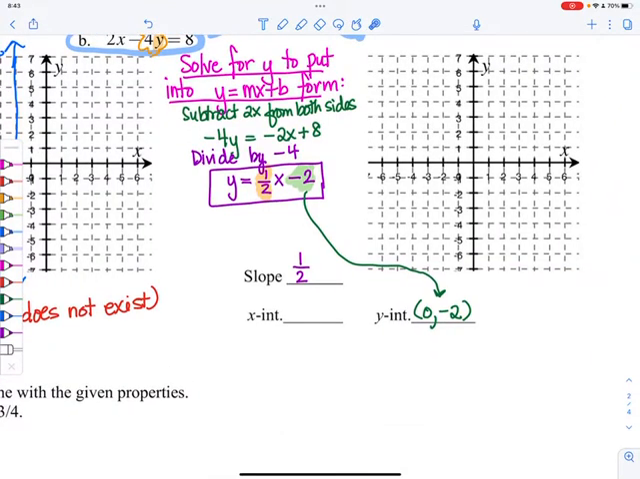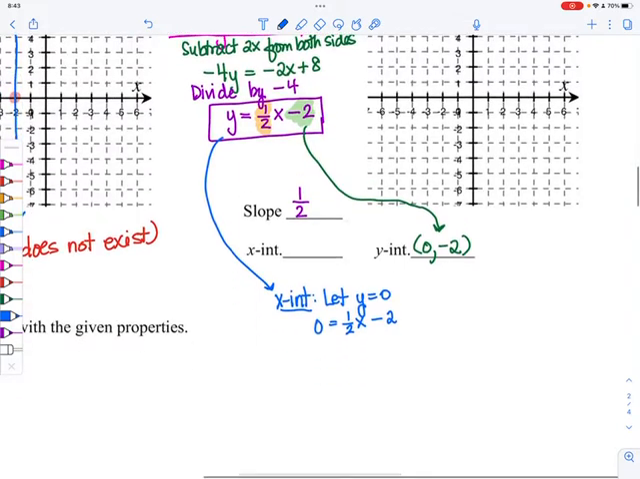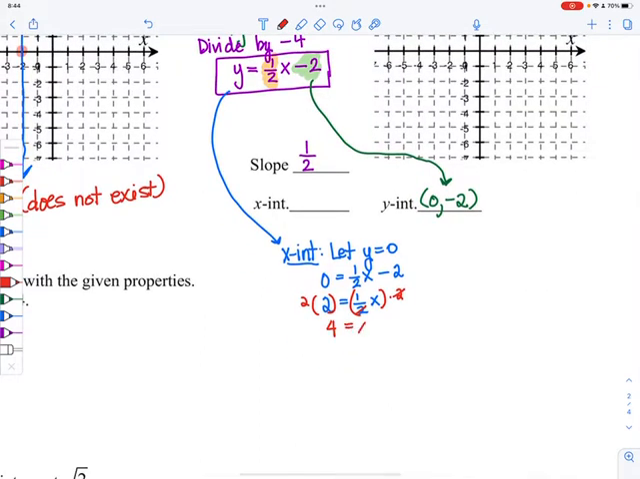Okay. Now, to find the x-intercept, I am going to have to do the same work that we did before. To find the x-intercept, we let y equal 0 and solve. So I'm going to have 0 equals 1/2 x minus 2. I will add 2 to both sides, so I'll get 2 equals 1/2 x. And then I'm going to multiply everything by 2 to get that x by itself. And I will get that 4 equals x. So my x-intercept, so x is 4, y is 0, would be 4, 0.